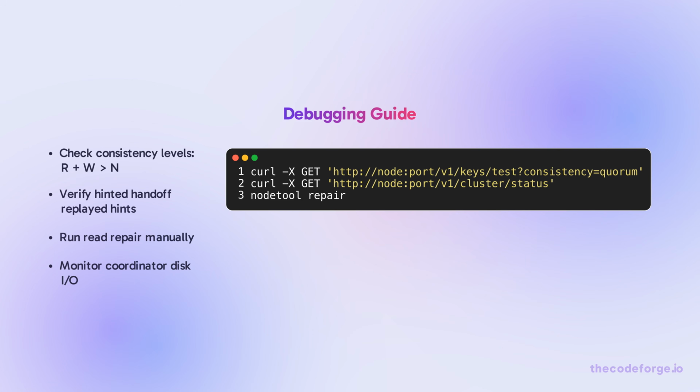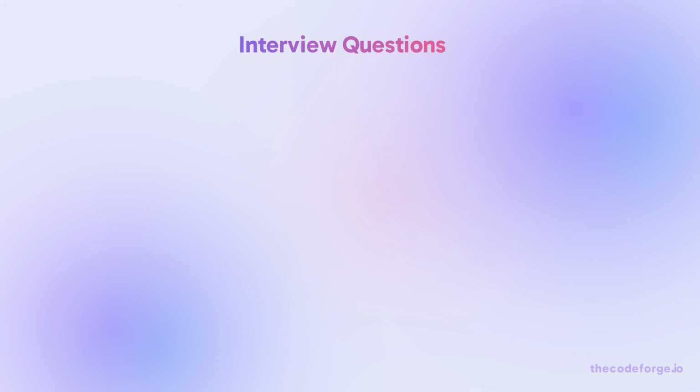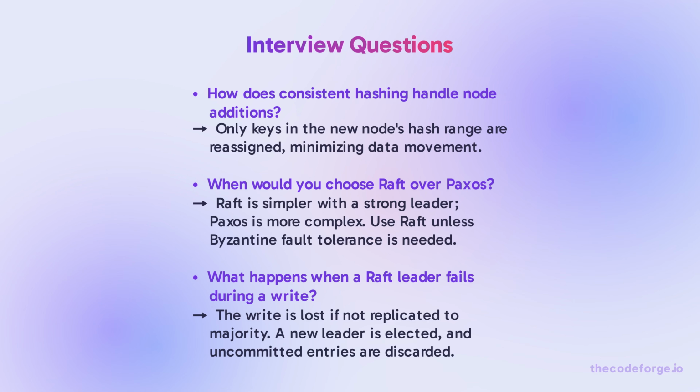Here's how to diagnose and fix common issues. For stale reads, check consistency levels and run read repair. For write latency spikes, check hinted handoff queue size and monitor disk I/O. For split brain, check network connectivity, and ensure quorum size is N/2+1.